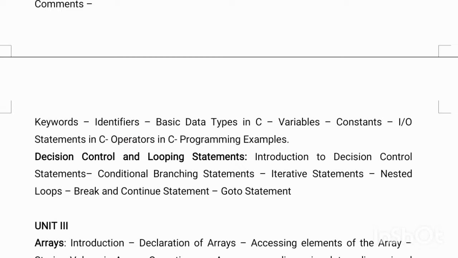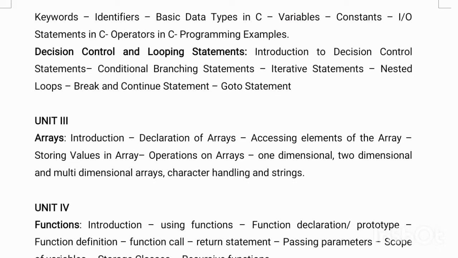In the second unit, the second chapter is decision control and looping statements. So here all decision control statements and looping statements are involved. The next, third unit is related to arrays: introduction, declaration of arrays, accessing elements of the array, storing values in array, operations on array, one-dimensional, two-dimensional and multi-dimensional arrays. Those are the types of arrays. Next, character handling and strings.